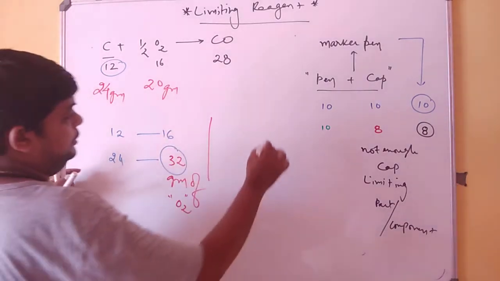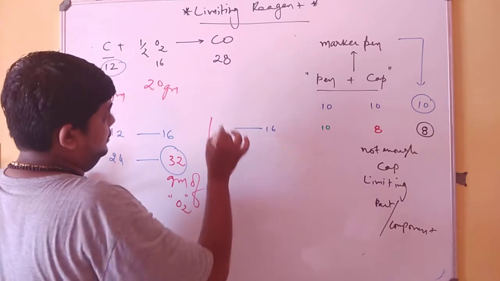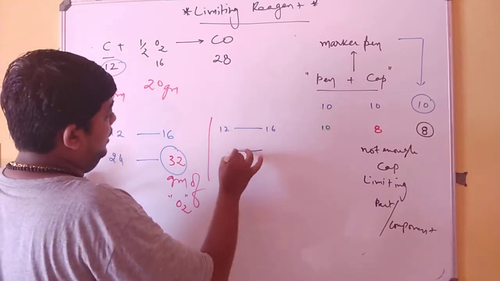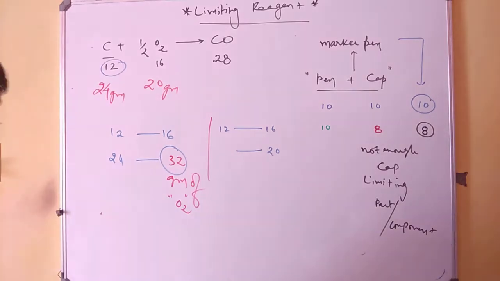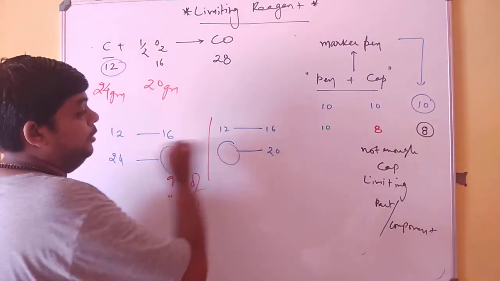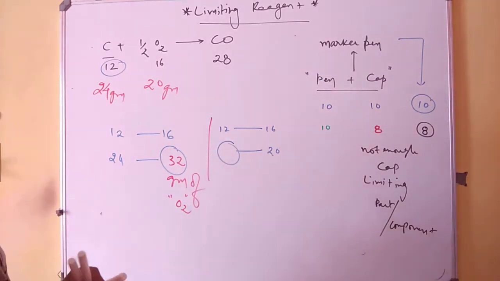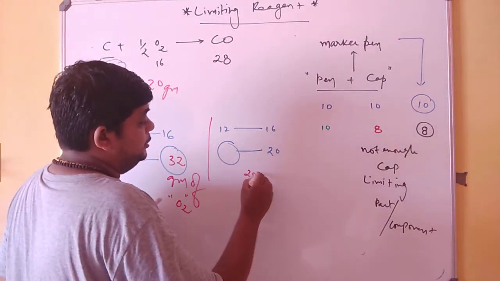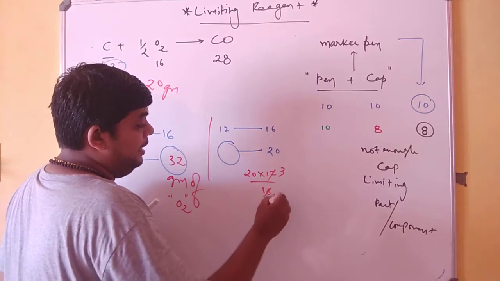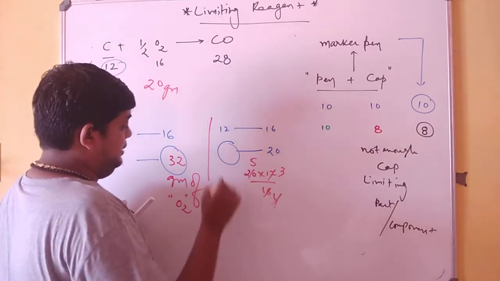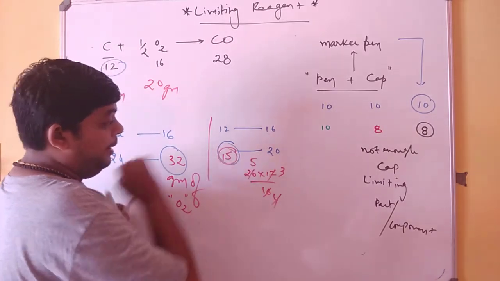Let us do another calculation. For every 16 gram of dioxygen, you require 12 gram of carbon. So for 20 gram of dioxygen, how much carbon would you require? In this case, we would again do a cross multiplication, that is 20 into 12 divided by 16, and I will end up writing it as 15 gram.